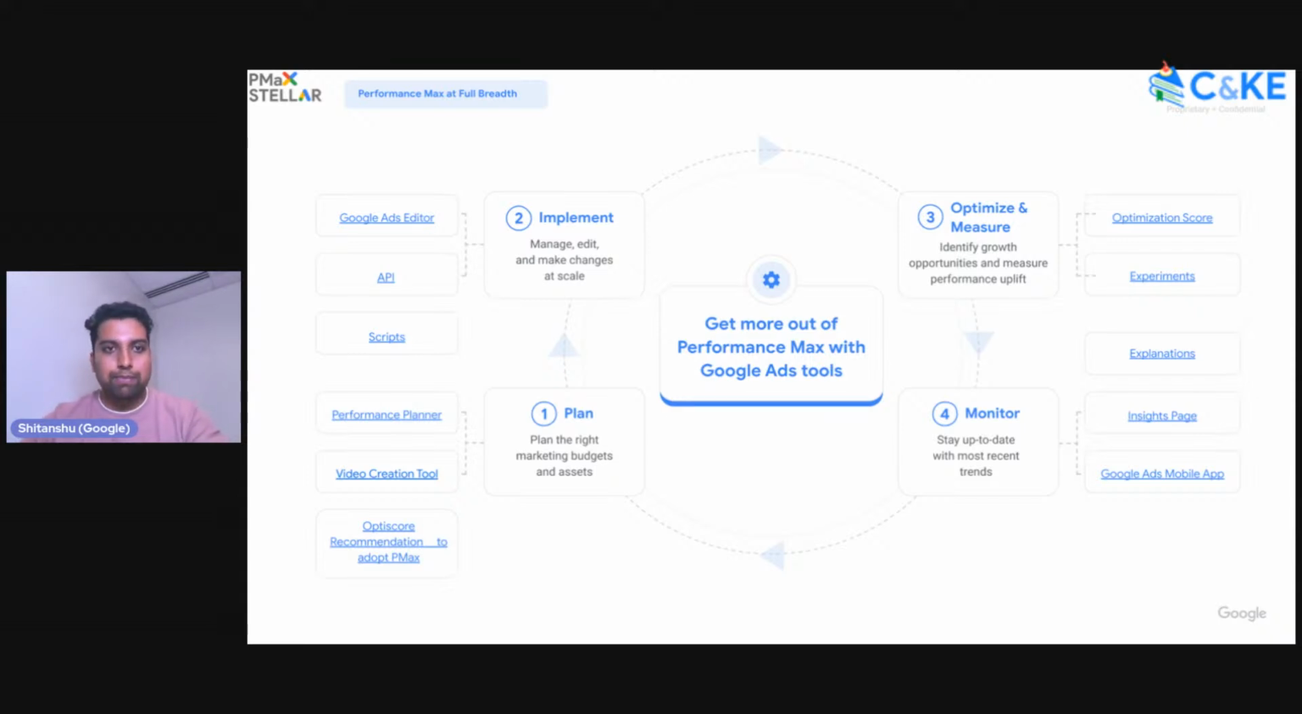Now, if you look at Performance Max, and if you look at each of these stages, for example, when you look at plan, we have sophisticated tools provided within Google Ads that help you plan better. For example, you have something called Performance Planner, which finds the right balance between efficiency and scale, and it gives you a rough idea of how much budget you should plan. If you put a certain budget, what kind of performance can you expect?